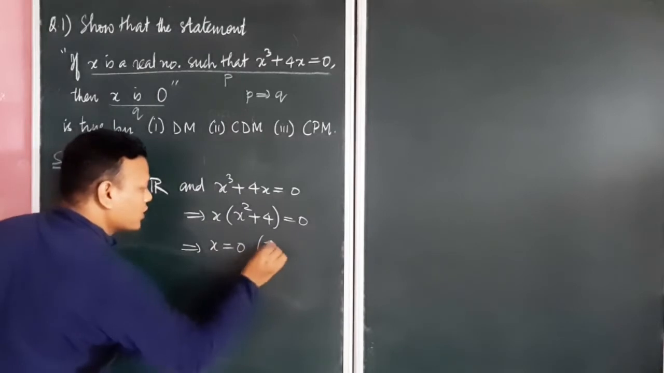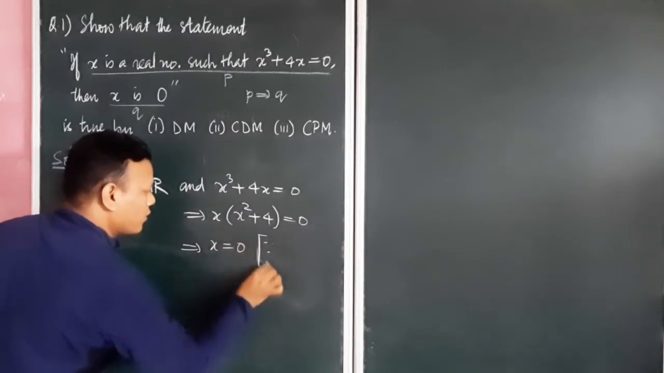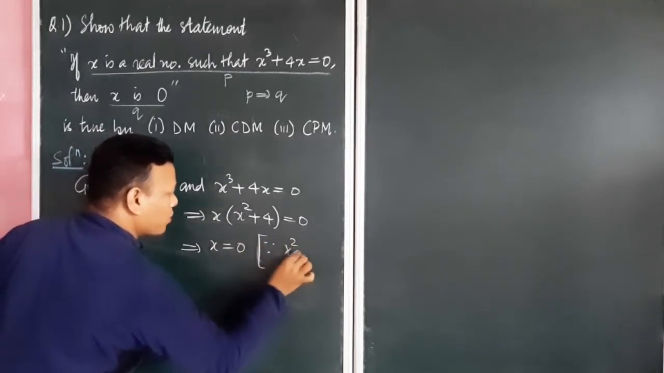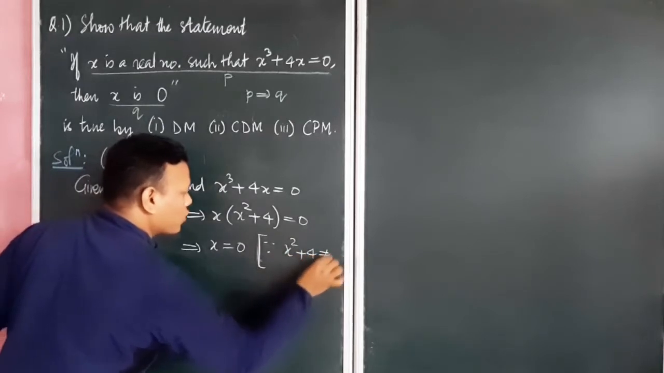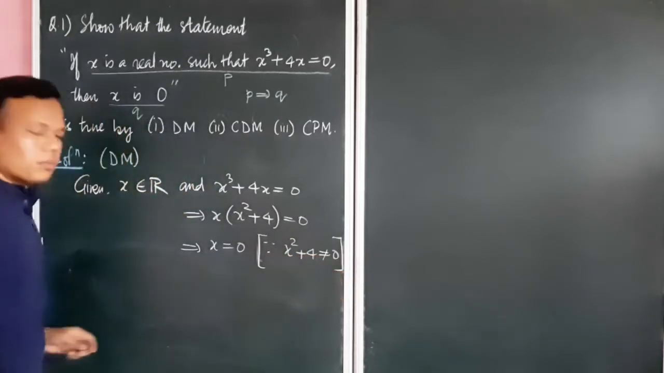Why? Because x square plus 4 cannot be equal to 0. This is always positive.